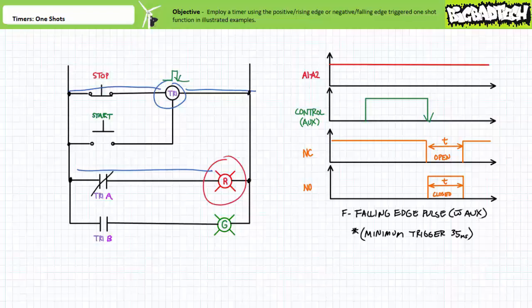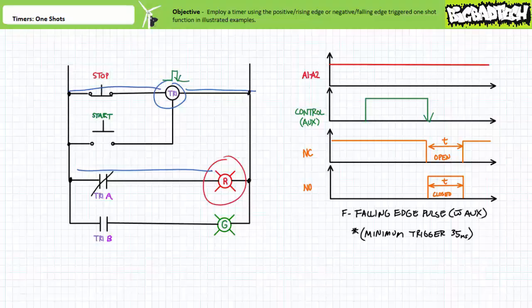Given this is a non-retriggerable one-shot, if an operator pressed and released start, and then pressed and released start again, i.e. gave the timer controlling input more than one negative edge within the ongoing 5-second one-shot period, the system would ignore these additional inputs and continue to execute the first action.